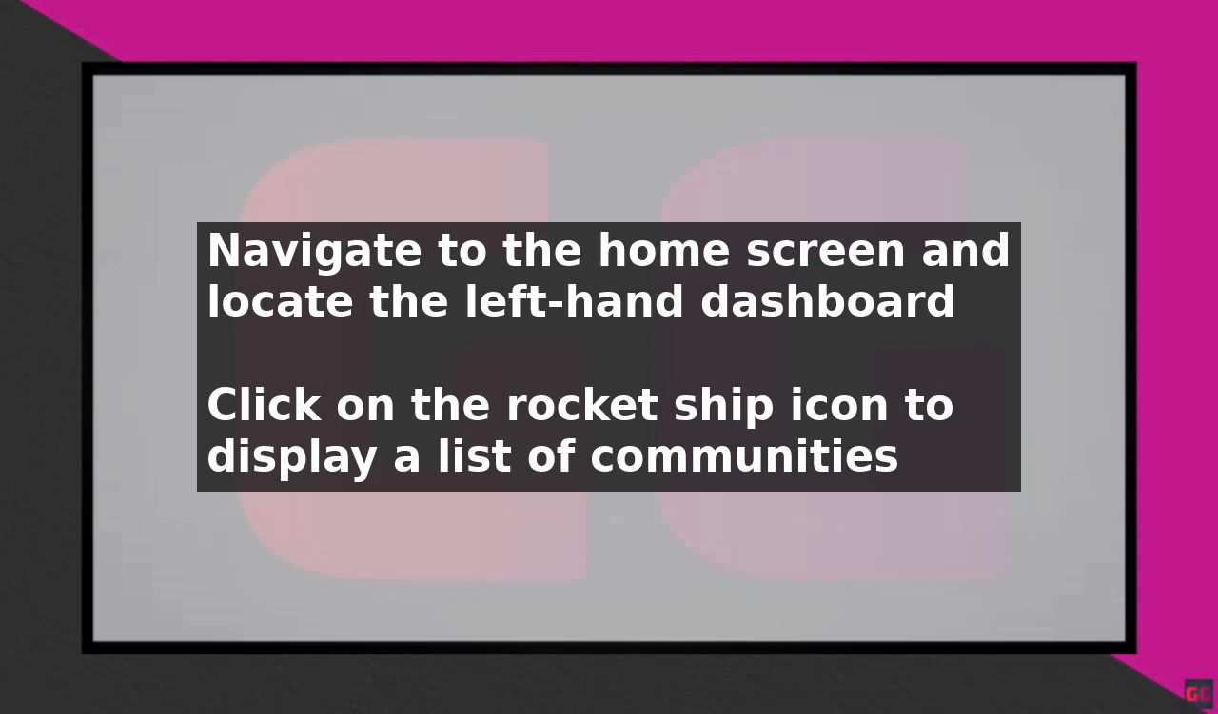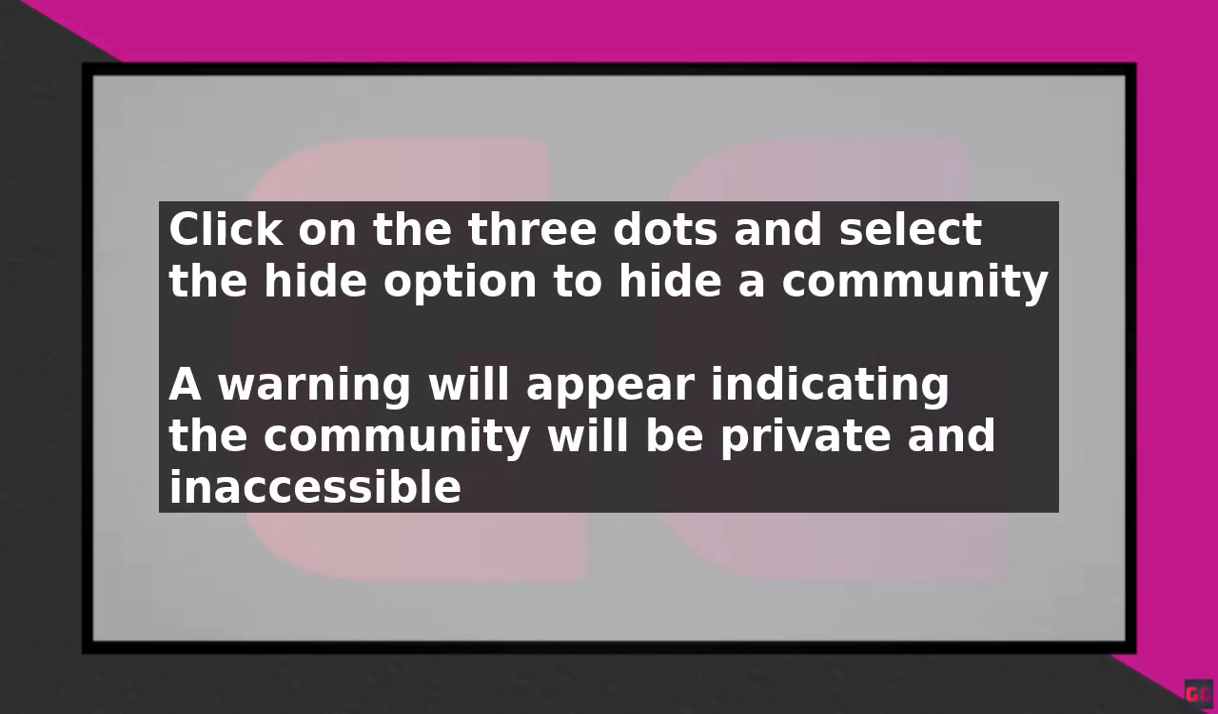To begin, navigate to the home screen and locate the left-hand dashboard, which features an icon resembling a rocket ship. Clicking on this icon will display a list of communities, from which you can select the one you wish to pause or hide. Once you've located the desired community, click on the three dots associated with it and select the Hide option. A warning will appear, indicating that this action will make the community private and inaccessible via direct link or the Discover Marketplace. If you're okay with this, confirm by clicking Hide.